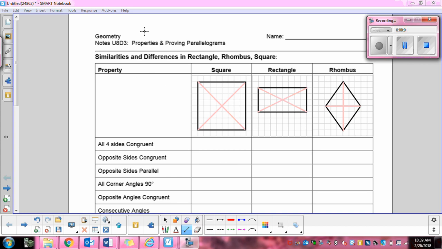Good morning, majors. Today we're going to go over Unit 8, Day 3 notes. So we're going to go over the properties proving that we have a parallelogram.